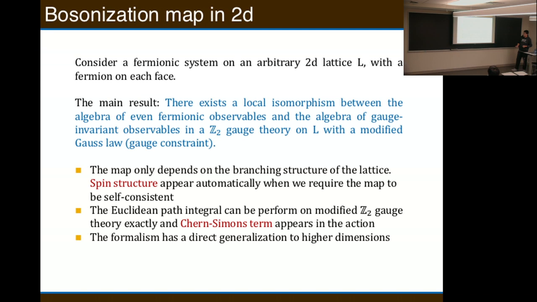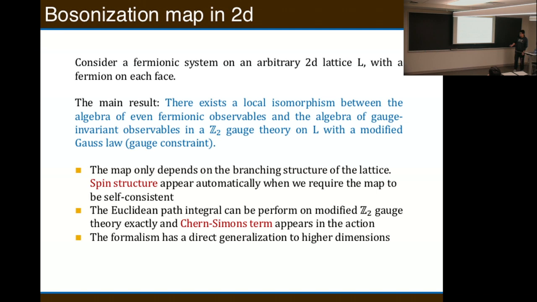And second, we can do a path integral on our bosonization map. It turns out to be exactly the Chern-Simons term appearing in the action. Our formula is straightforward, so we can generalize to arbitrary dimension. Sorry, in 2D? In 2+1D it is Chern-Simons, and in higher dimensions it will become a Steenrod square.